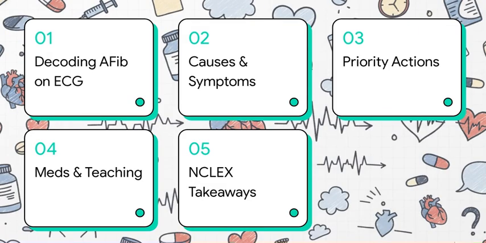Okay, so here's our game plan. We'll start by decoding AFib on an ECG. Then we'll jump into key causes and symptoms, nail down your priority nursing actions, cover the must-know meds and teaching, and finally, lock it all in with the big NCLEX takeaways. Let's get right into it.